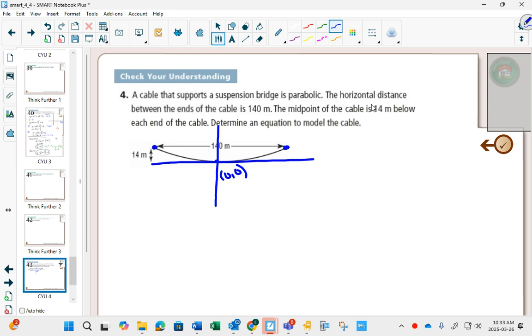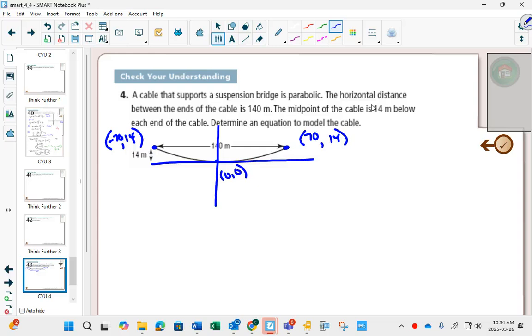If this is 0, 0, and it goes up 14, does it make sense that both of these have y coordinates of 14? If I make it 0, 0, what would the x coordinates be for those 2 points? Yeah, 70 here and minus 70 there, right? Because there's 140 in between them. So in a question like this, depending where you put your vertex, could get you different answers.